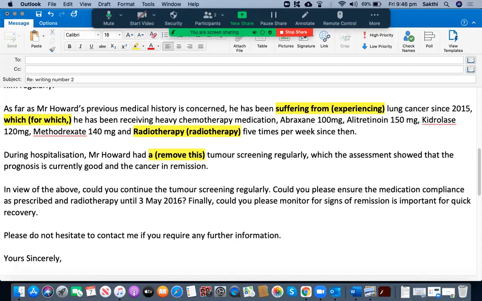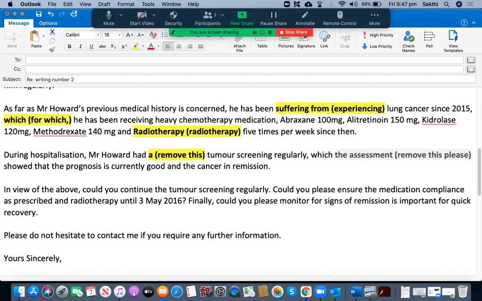Regularly, which... the assessment, now whose assessment showed that the prognosis is currently good. Let me read it once again. Sorry. During his hospitalization, Mr. Howard had tumor screening regularly, which showed... You don't need to use the assessment. Remove this please. So you can say which showed.